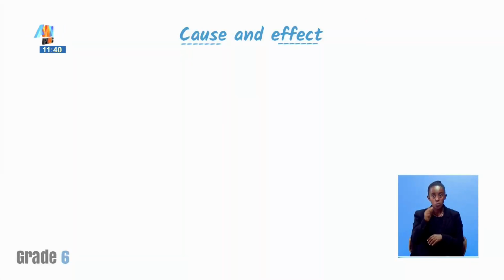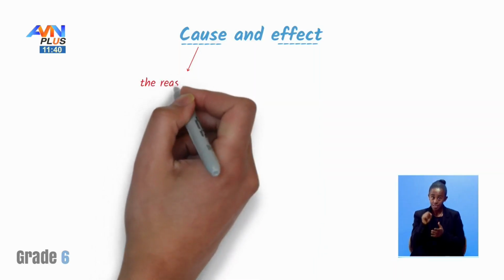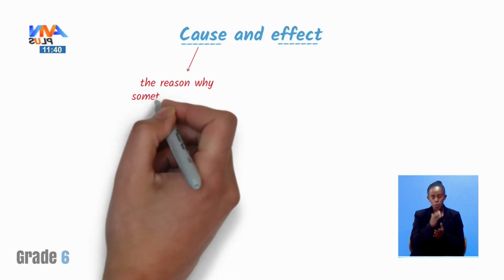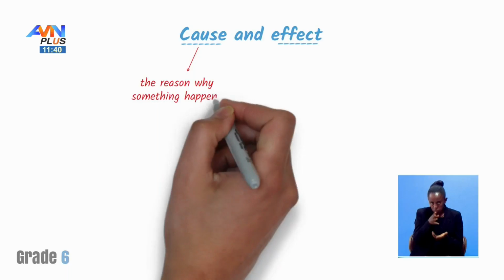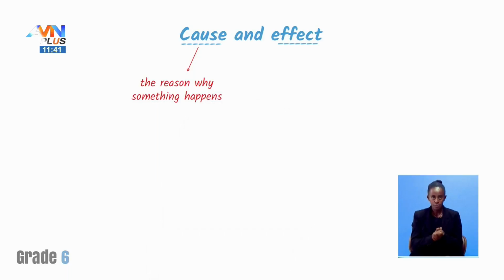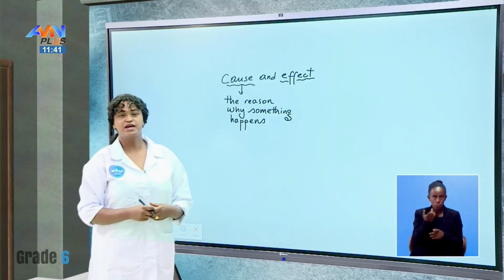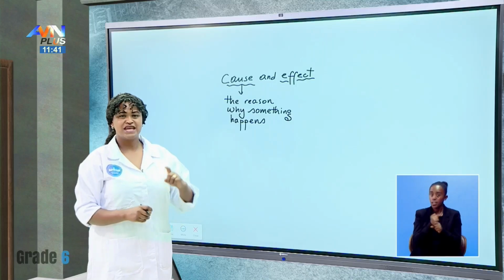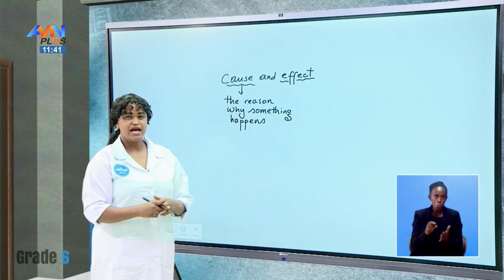Let us revise it. Cause is the reason why something happened, or something happens. Cause is the reason why something happens. That means it is the first action. When we say the first action is the cause, that means there is what? A sequence. And what is that?